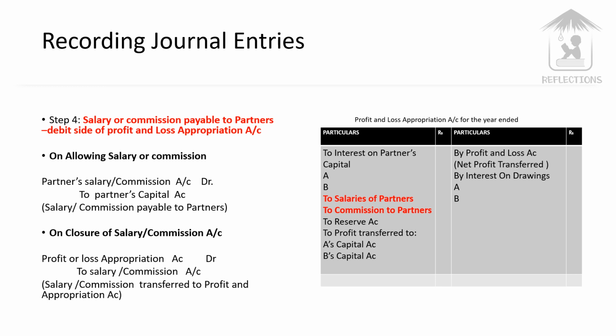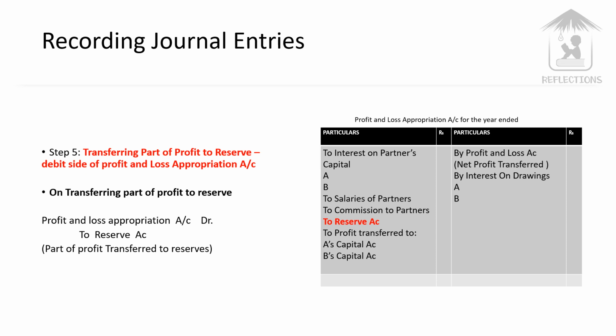So for allowing salary and commission, partners salary or commission account debit to partners capital account. Credit the partners capital account because it's going to increase by that value. On closure of salary and commission, debit the profit and loss appropriation account, credit the salary and commission account. So profit and loss appropriation account debit to salary and commission account.